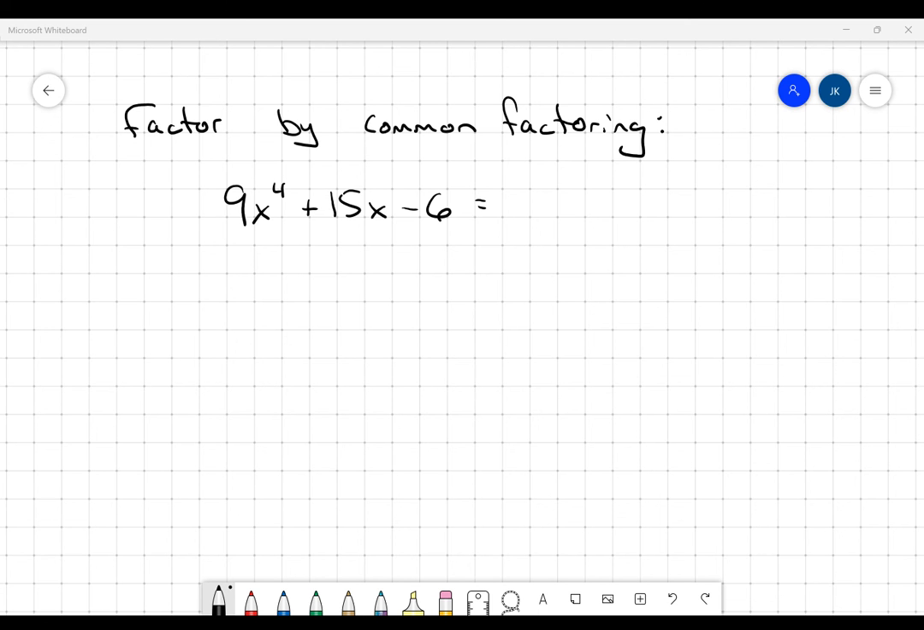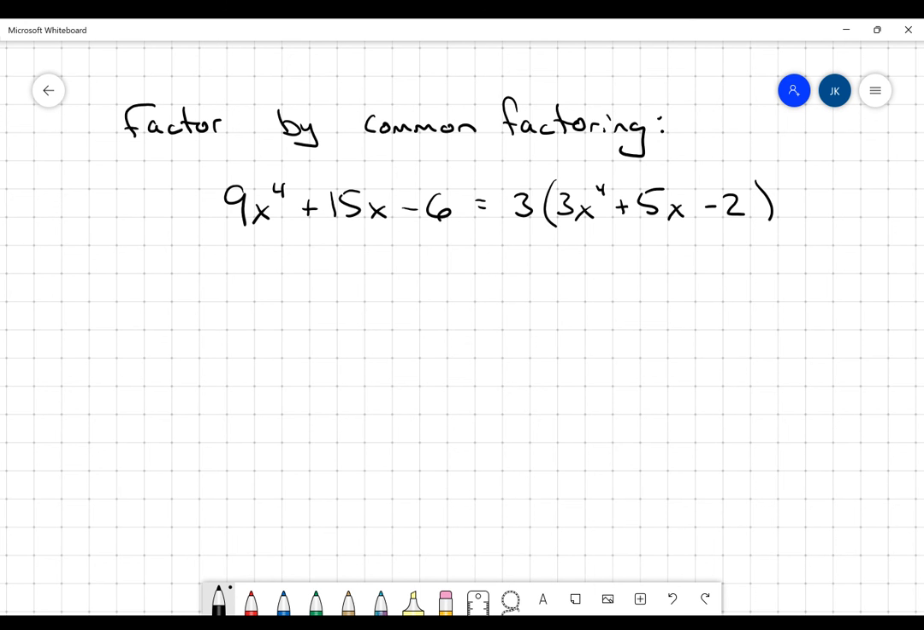And I notice that I've got a 9, a 15, and a -6. And I know that each one of those is a multiple of 3. So I'm going to write 3 out at the front, and that is going to leave me with a 3x to the fourth plus 5. Okay, I just looked at the 15, but it's 5x, and then minus 2. And if you were to distribute that 3 through, you would get back to the original expression there on the left.